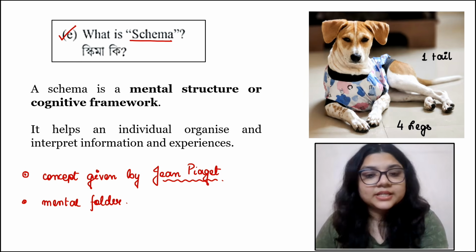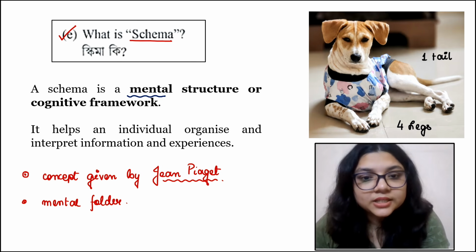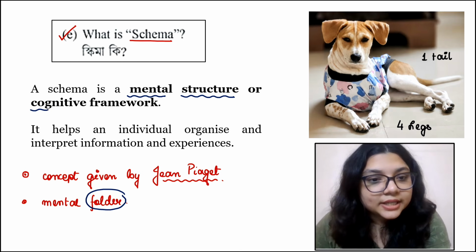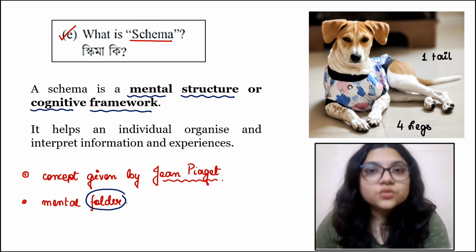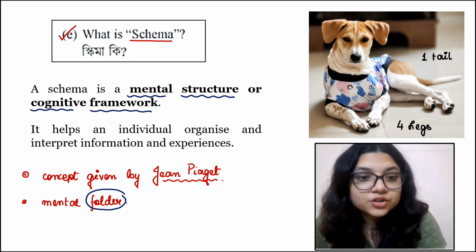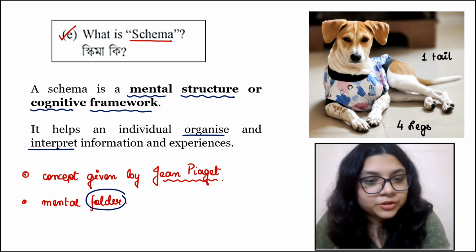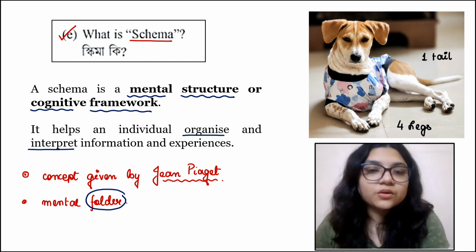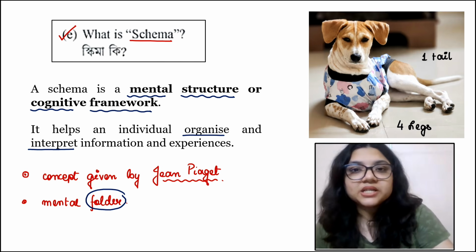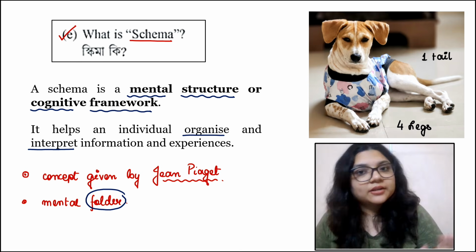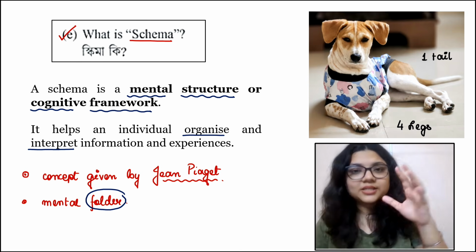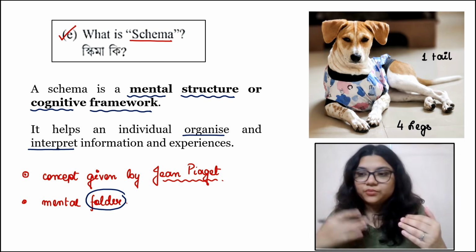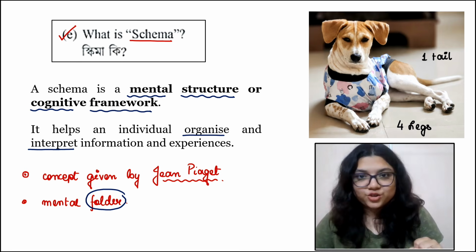So what do we say? In simple words, we say schema is a mental structure, or as I said, in informal words, a folder, or a cognitive framework. So the utility of the schema is that it helps an individual organize and interpret information. That the next time you get some more information about something similar, you know how to organize it. And the more experiences you build, your schema can gradually get modified. Right? So in simple words, schema is like a mental folder where you have information stored, and with experiences it can gradually get modified too.